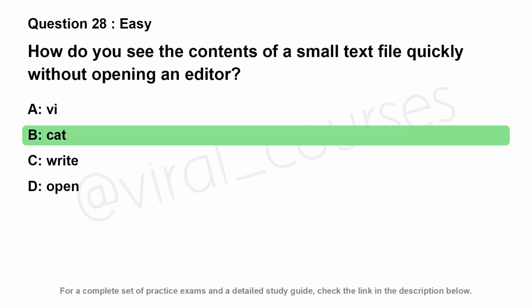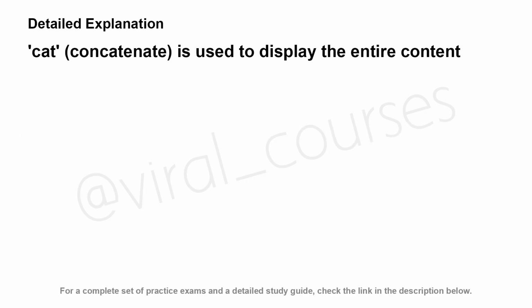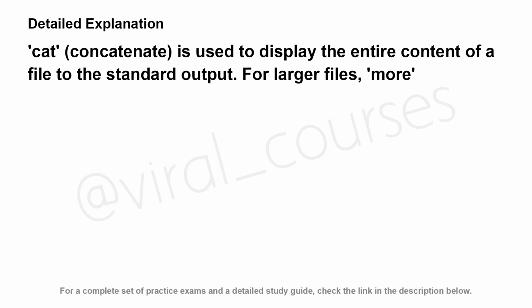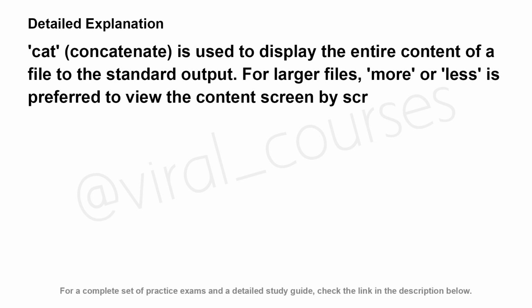The correct answer is B. cat, concatenate, is used to display the entire content of a file to the standard output. For larger files, more or less is preferred to view the content screen by screen.